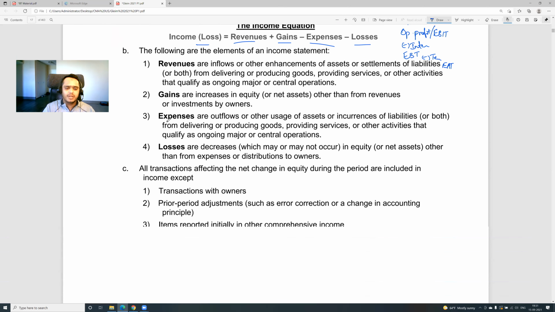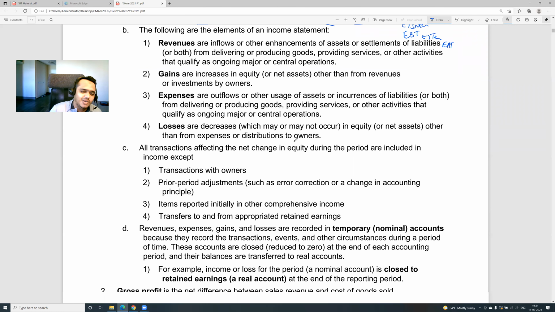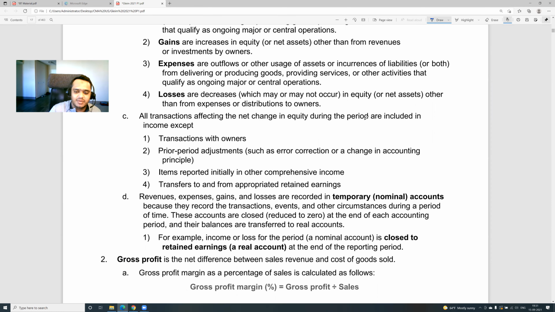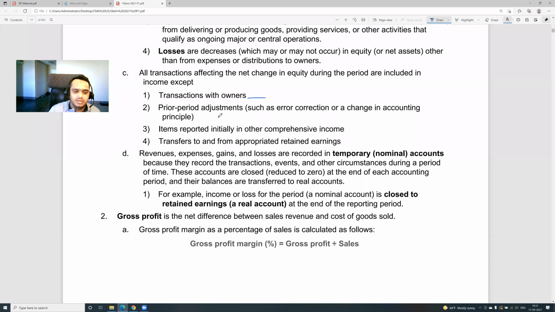Then you see, revenues are the inflows, gains are nothing but any increase or any profit which you are getting. Expenses are outflows or other usage of assets or incurrences of liabilities or both from delivering or producing goods, providing services, etc. Losses are decreases. All transactions affecting net change in equity during the period are included in the income statement except transactions with owners, prior period adjustments, items reported initially in other comprehensive income, transfers to and from appropriated retained earnings.